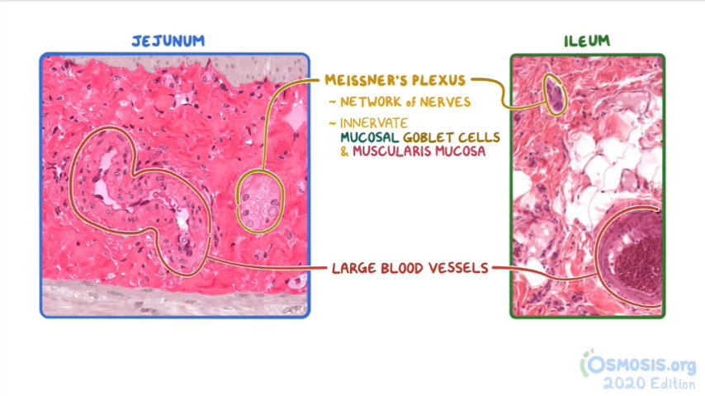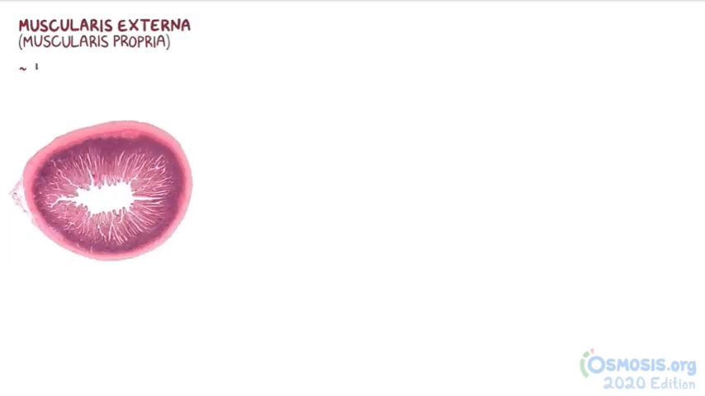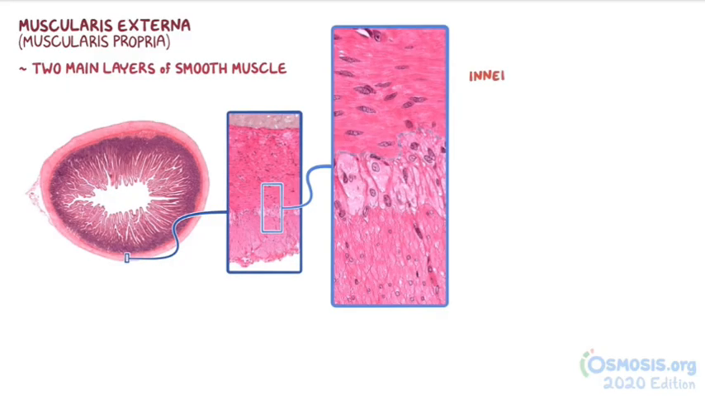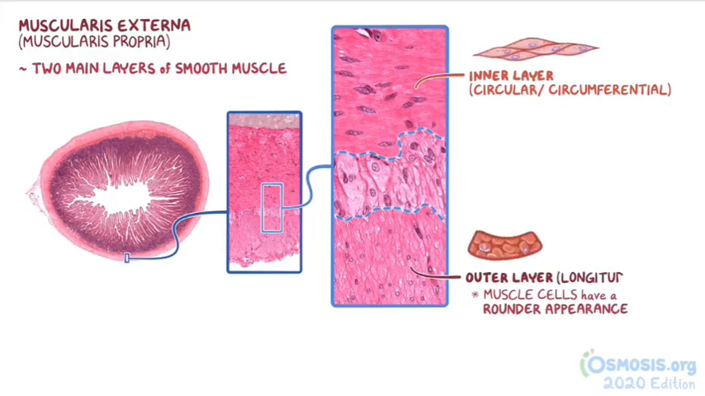All segments of the small intestine have a muscular layer that surrounds the submucosa called the muscularis externa or muscularis propria. This layer actually consists of two main layers of smooth muscle arranged in different directions. The inner layer has a circular or circumferential arrangement around the wall of the small intestine. The muscle cells of the outer layer have a rounder appearance compared to the inner layer because they have a longitudinal arrangement that runs parallel to the length of the small intestine. So in these images, we're only seeing cross-sections of these muscle cells.